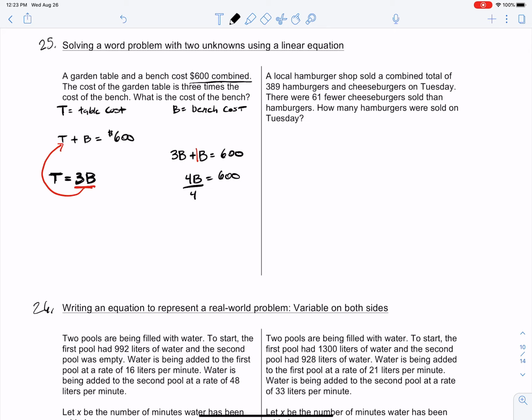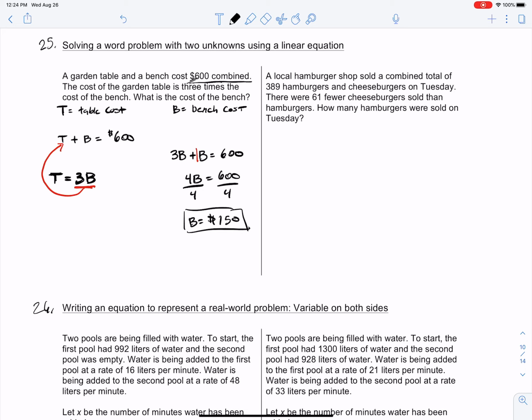Isolate the variable of B by dividing by 4. We get B equals $150. Make sure you put the dollar sign after. It could be 150 cents. It could be not even in dollars. It could be in won. It could be in different types of currency, but we know that we're regarding dollars because of the dollar sign up here.